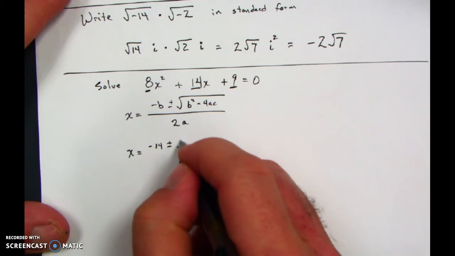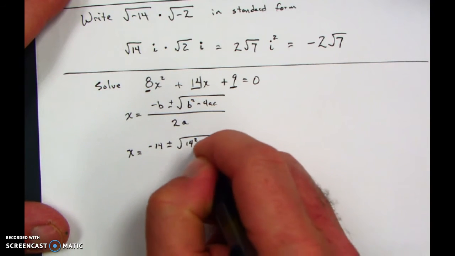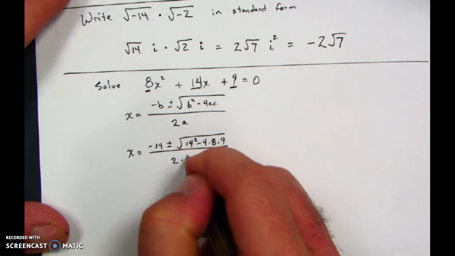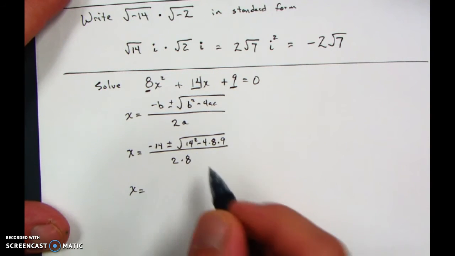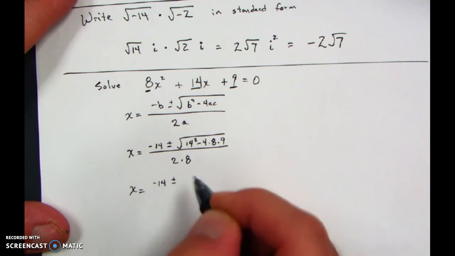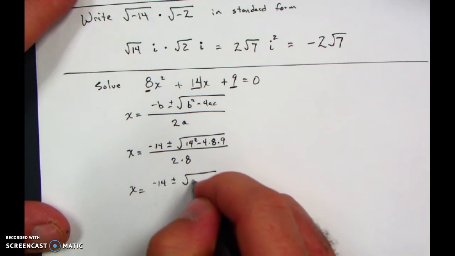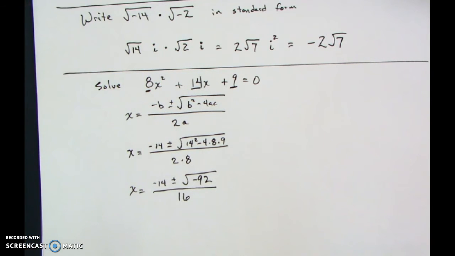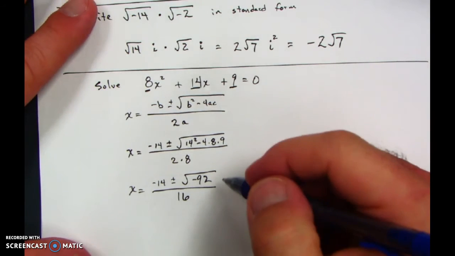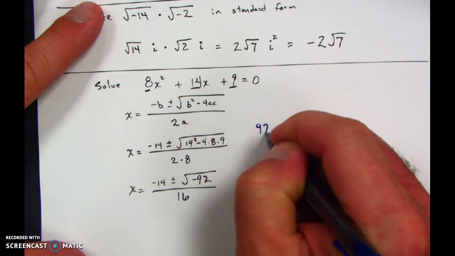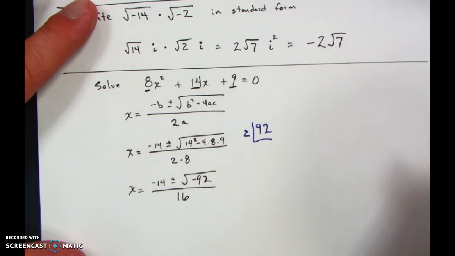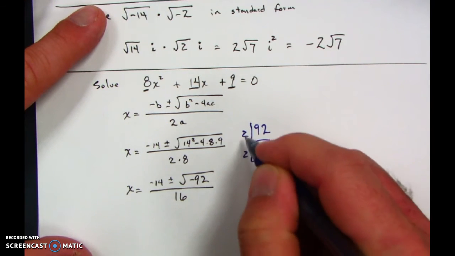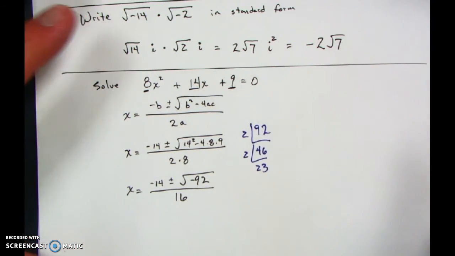negative 14 plus or minus the square root of 14 squared minus 4 times 8 times 9, all over 2 times 8. So negative 14 plus or minus, that's going to be the square root of negative 92, all over 16. Now, as far as simplifying the square root of negative 92 and writing that in simple radical form, my favorite method is doing repeated division. I'm basically doing the prime factorization. Divide by 2, that gives me 46. Divide by 2, that's 23. There's my prime factorization. The pair is what comes out.